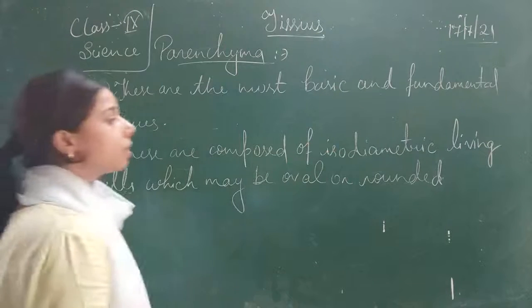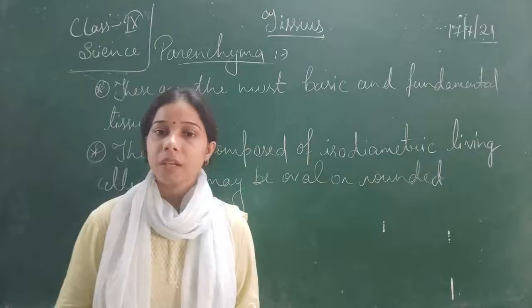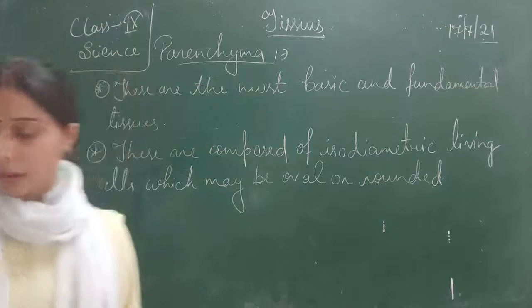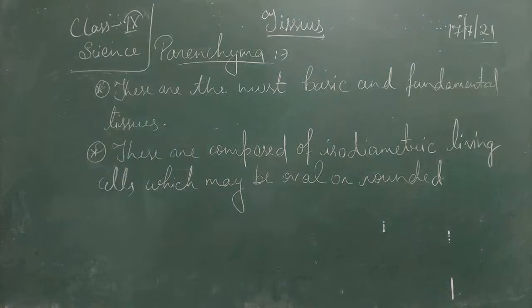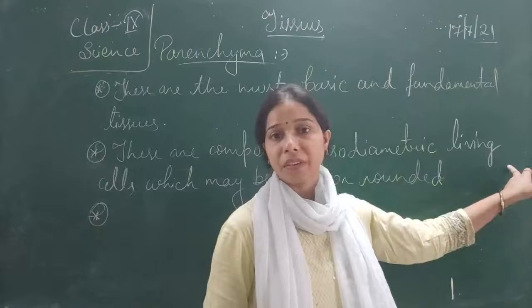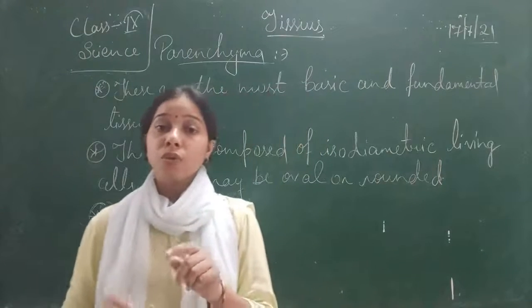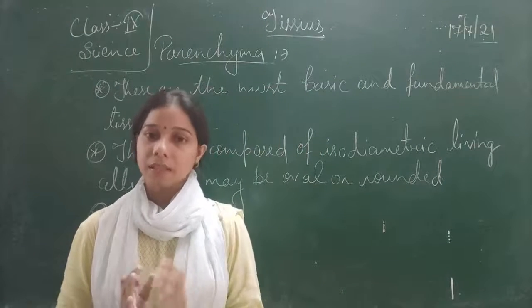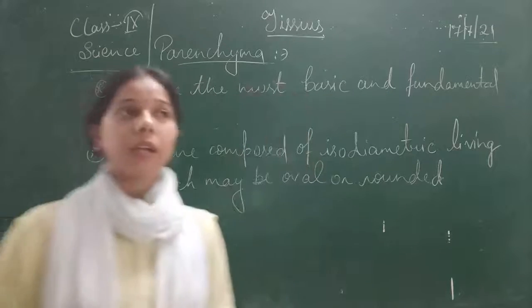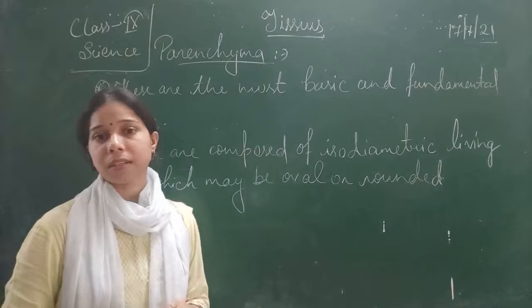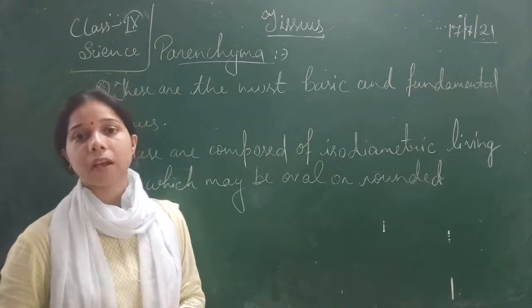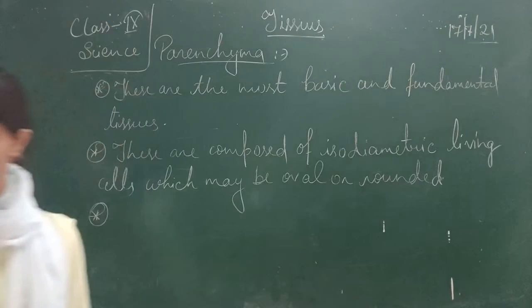Isometric means the diameters are similar to each other. So these are isometric cells, students, isodiametric cells. When you look at them, it is given here that it is an isodiametric living cell. If it is a living cell, the walls are thin, and a thin cellulosic wall is there, students. Even in the case of meristematic cells, we have seen that the meristematic tissue has cell walls which are thin and consist of cellulose.